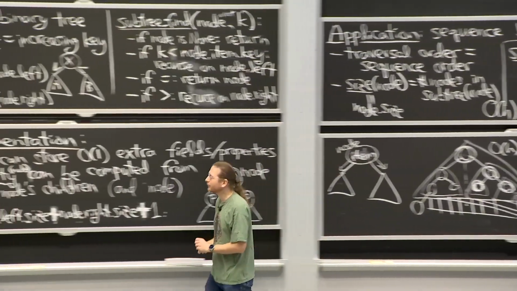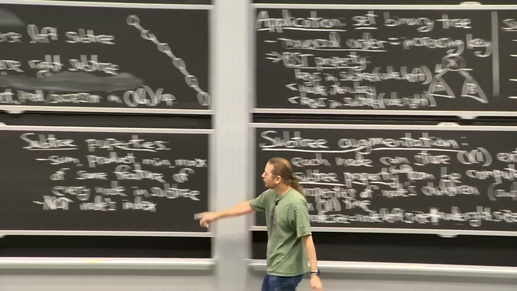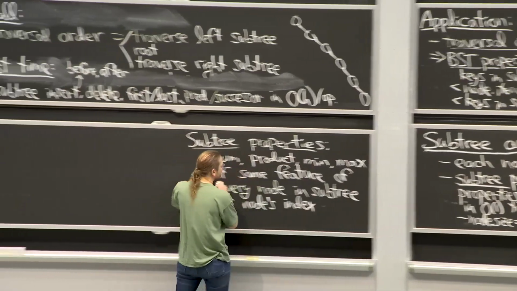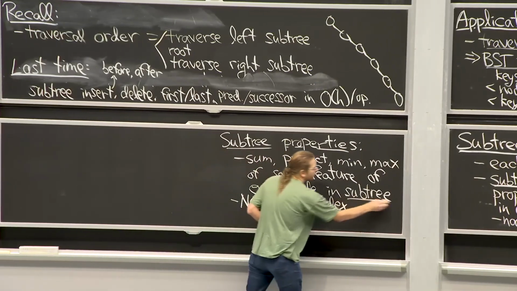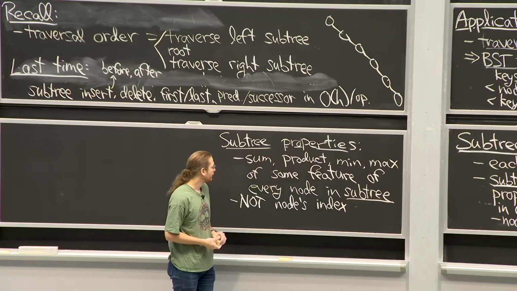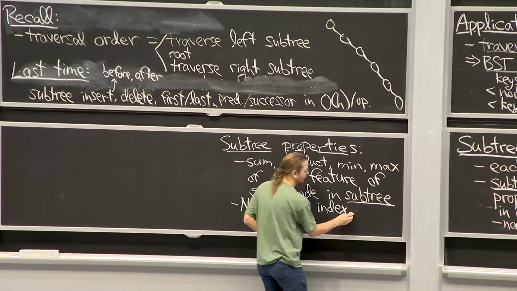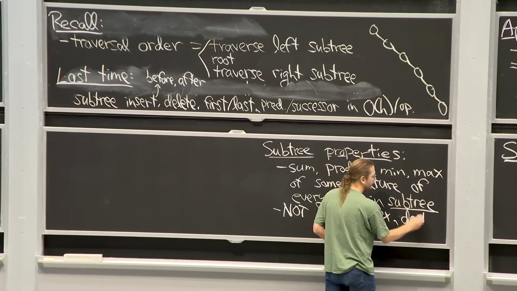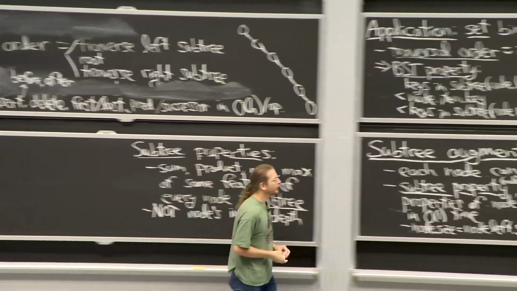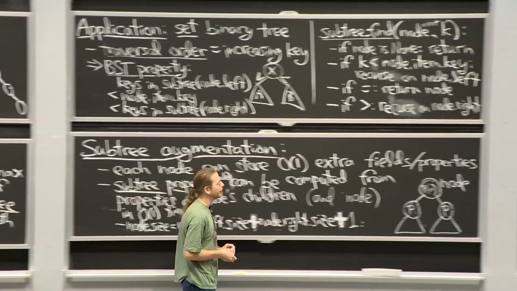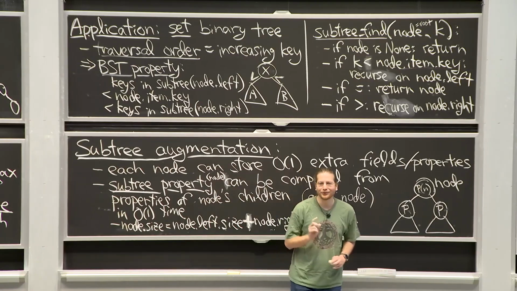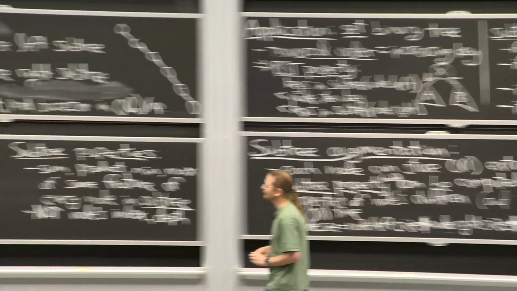So that's where you have to be careful. Don't use global properties of the tree. You can only use subtree properties. Another example is depth. Depth is annoying to maintain, but it's not obvious why yet. We will see that in a moment.